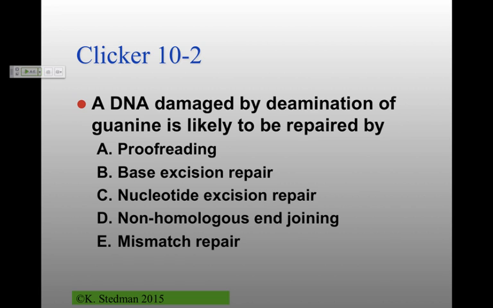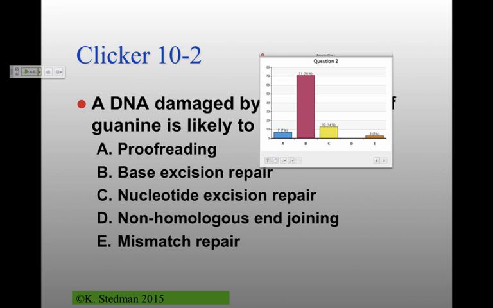So we're down to base excision repair and proofreading. Proofreading is doing what? It's a replication thing. When do you have proofreading that takes place? It's an incorrect base pair incorporation. So what does that leave us with? Base excision repair.